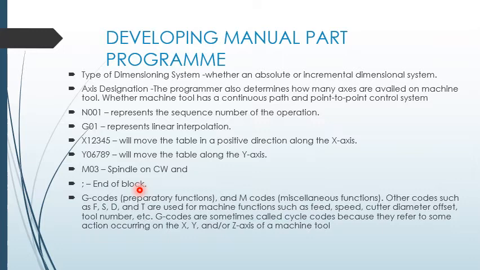Majorly, there are two kinds of programs or codes we use. G codes are called preparatory functions. M codes are called miscellaneous functions. We also use other codes such as F, S, T and D. These are used for machine functions such as feed, speed, cutter diameter offset, tool number, etc. The G codes are sometimes called cycle codes because they refer to some action occurring on the X, Y and Z axes of a machine tool.